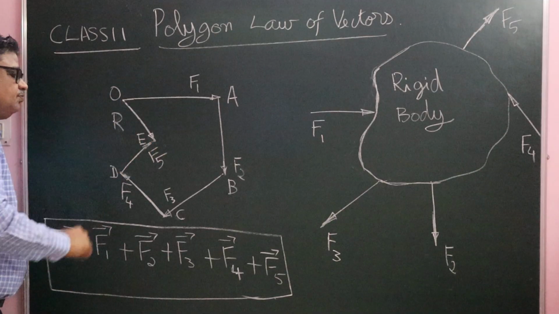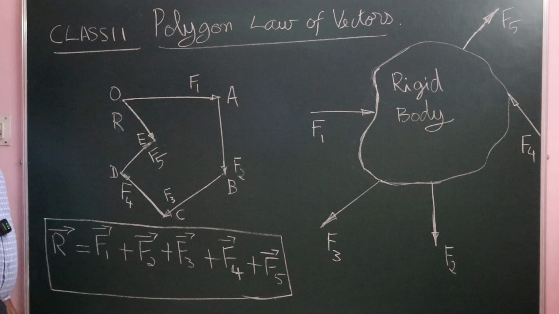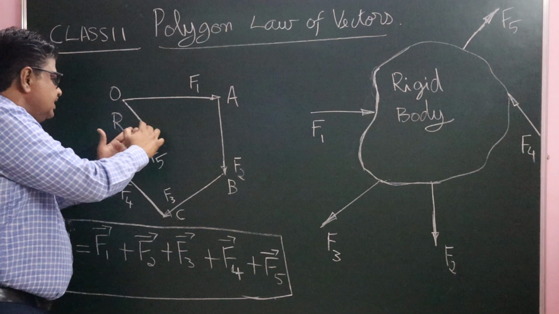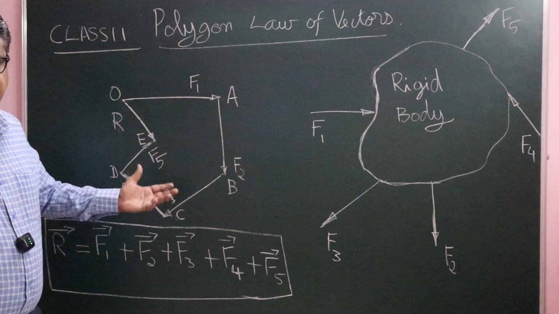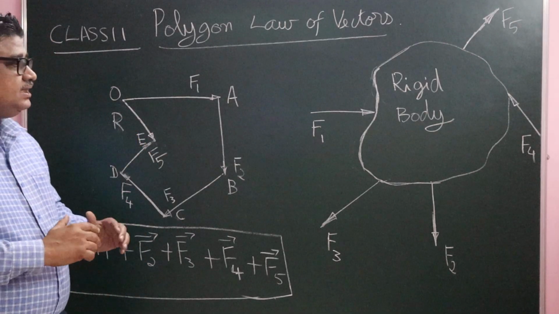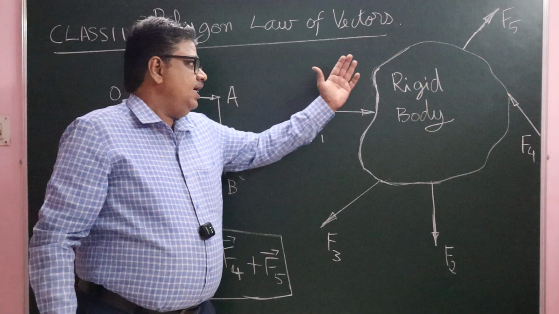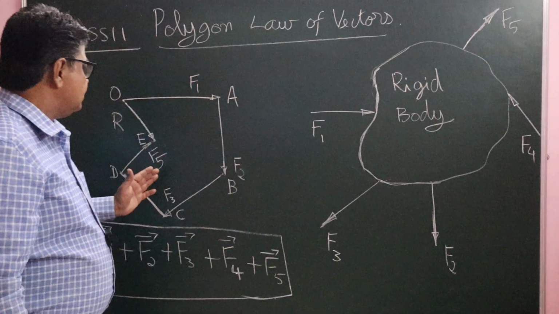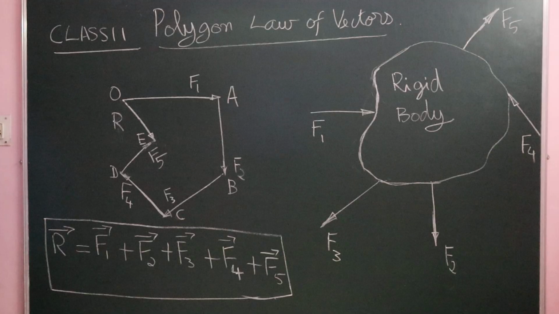Therefore the resultant force forms the closing side of the polygon. So this one resultant force is equivalent to the combination of all these forces. It can be said like that, right? This resultant force produces the same effect as that produced by the system of forces. So this is called Polygon Law of Vectors or Polygon Law of Forces.